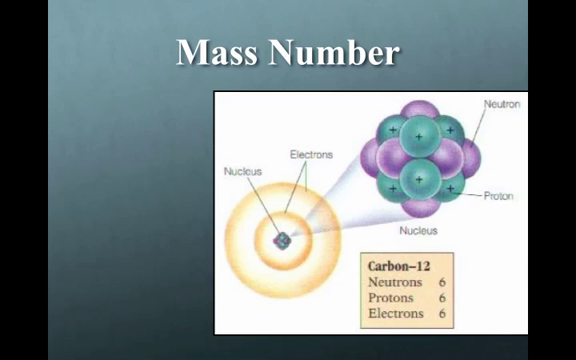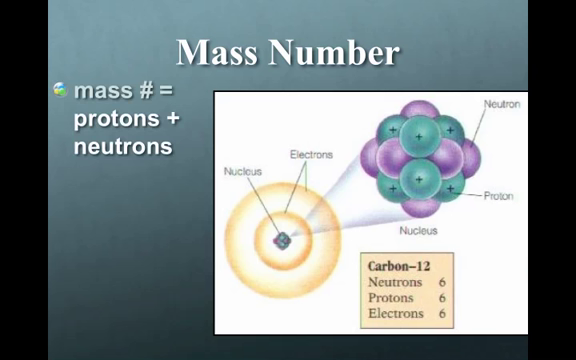Alright, well, what about the mass number? The mass number is the number of protons plus the number of neutrons. And in this example, it's carbon-12. This is what we know as hyphen notation. We'll talk about that in just a second. The 12 gives us the mass number. The mass number is the number of protons plus the number of neutrons.